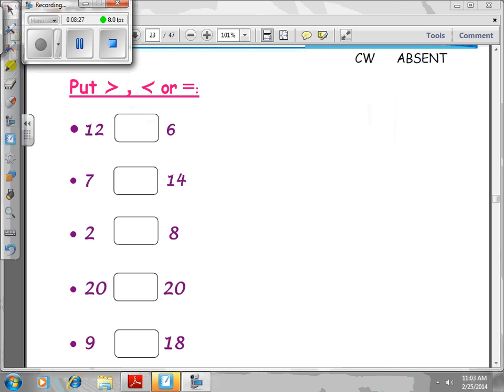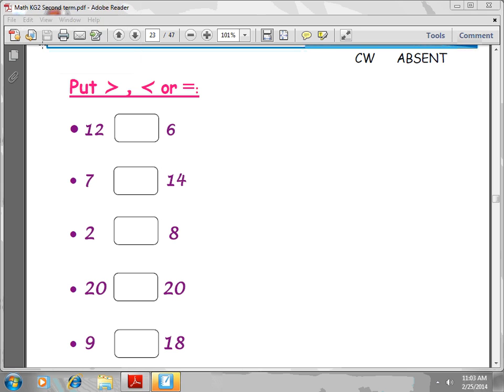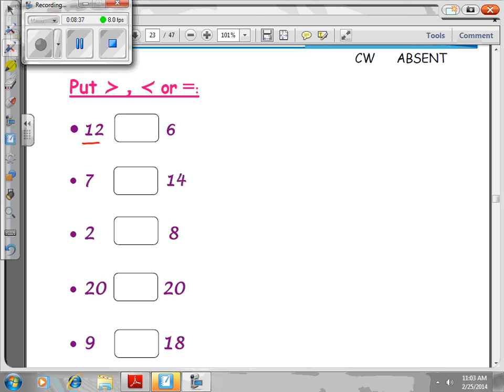Now let's have an example on the signs bigger than, smaller than, and equal. The first example here we have number 12 and number 6. Which is bigger, 12 or 6? Yes, 12 is bigger. So the hungry alligator is going to eat the bigger number or the smaller number? It's going to eat the bigger number. So the mouth of the hungry alligator is going to open to eat the bigger number, which is 12.